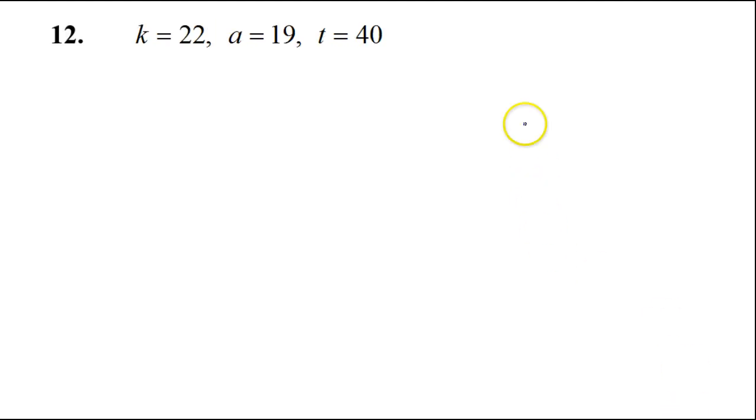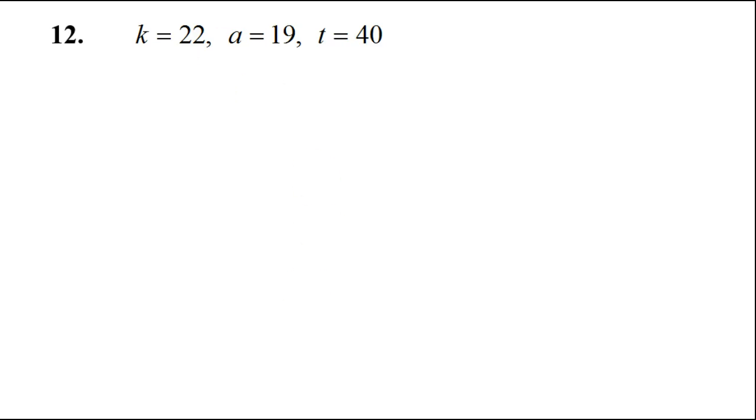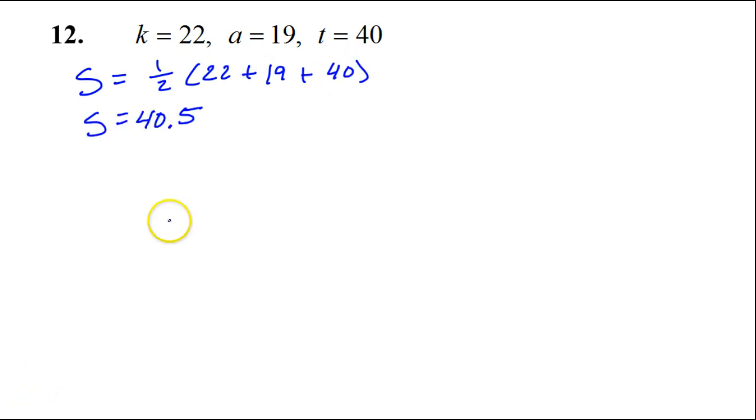Alright, last one. This time we are once again given all three sides. So we should definitely use Heron's formula, which is great for side, side, side. We have to first start by finding S, which is 1/2 of the perimeter. So S should equal 1/2 of 22 plus 19 plus 40. I'm getting that S is 40.5.